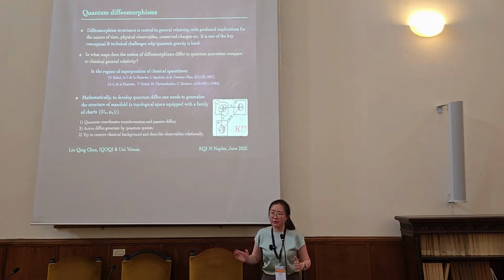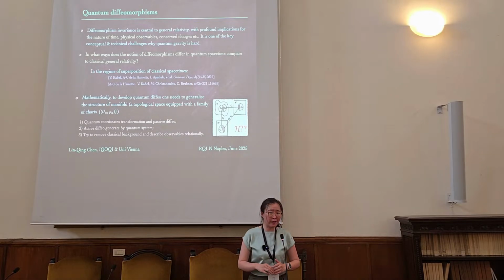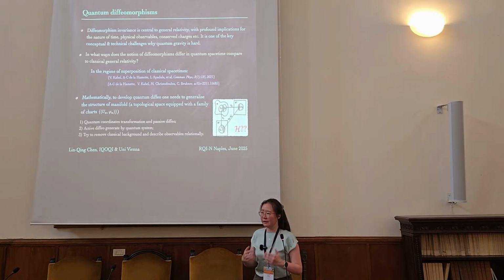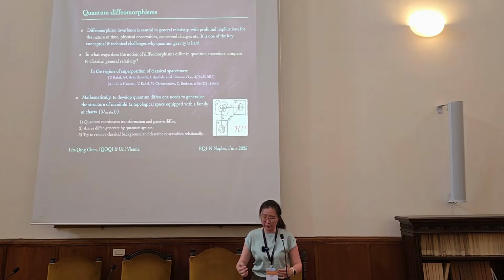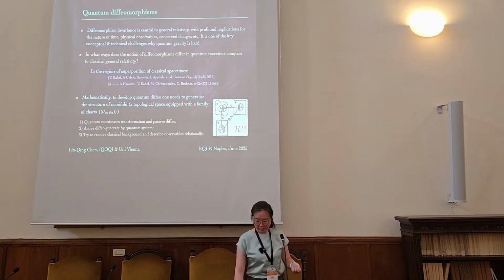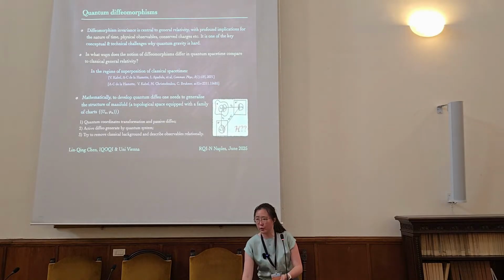So the strategy could be, for instance, to develop a quantum coordinate transformation which corresponds to passive diffeomorphism. Or we can also develop active diffeomorphism descriptions generated by a quantum system. However, eventually this can be done with a quantum system on a classical manifold. Eventually, one wants to remove the classical background part, because the point on the manifold doesn't have physical meaning, and we want to describe observables relationally.